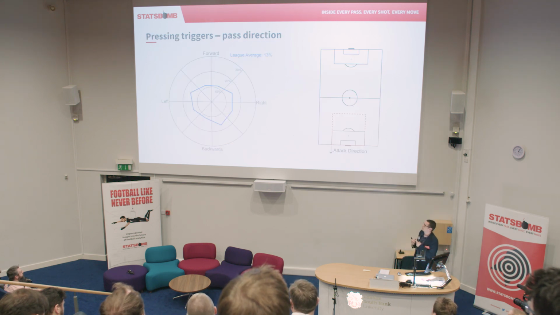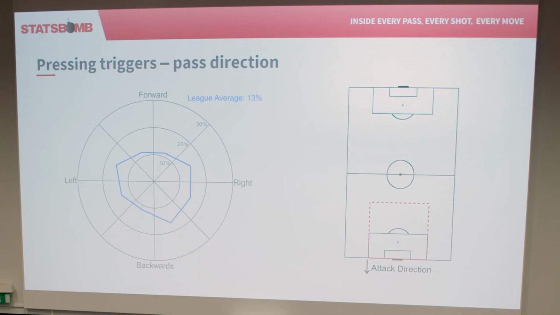So we've just looked at the start of a possession as a pressing trigger, but we can look at some other ones. Pass direction is one that is often talked about, particularly backwards passes or sideways passes. Just to orientate you, the team without the ball is attacking down the pitch. The team with the ball that they are pressing, in these examples that I'm going to show now, are starting their passes in this zone of the pitch.